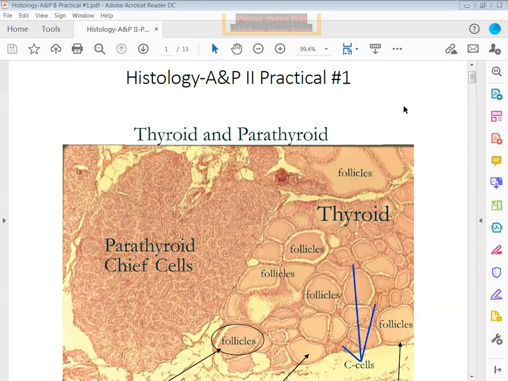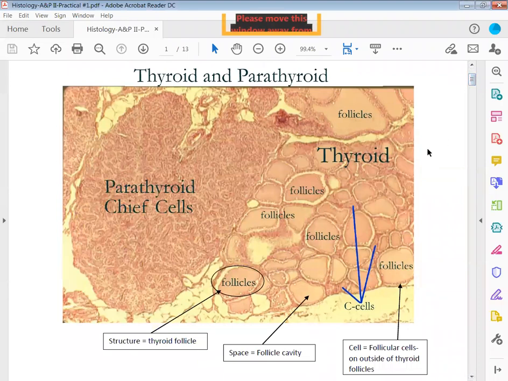Okay, let's start by going over the histology for practical 1. Here you will see the thyroid and the parathyroid. The parathyroid is here. It's more compact looking. The parathyroid is going to sit like 4 little BBs on the back of the thyroid gland. So here's the parathyroid gland, and this is the thyroid gland.